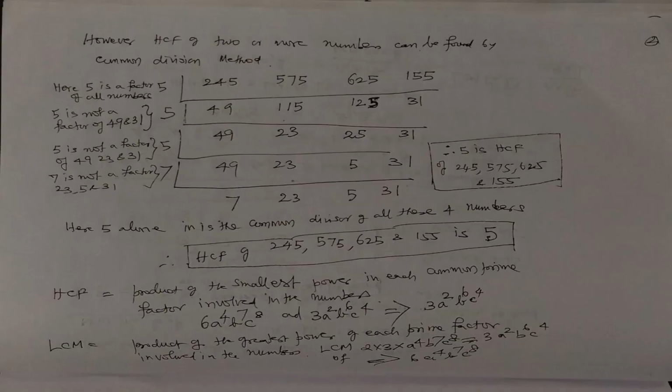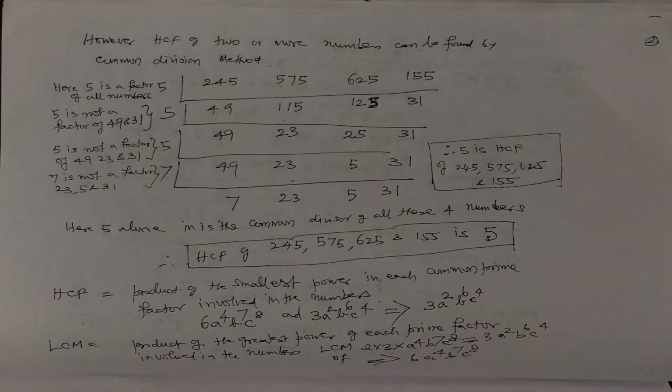HCF is defined as the product of the smallest power in each common prime factor involved in the numbers. LCM is defined as the product of the greatest power of each prime factor involved in the numbers. Between 6a to the power of 4, b to the power of 7, c to the power of 8, and 3a to the power of 2, b to the power of 6, c to the power of 4, the HCF is 3a squared, b to the power of 6, and c to the power of 4. And the LCM of these two numbers is 6a to the power of 4, b to the power of 7, and c to the power of 8.